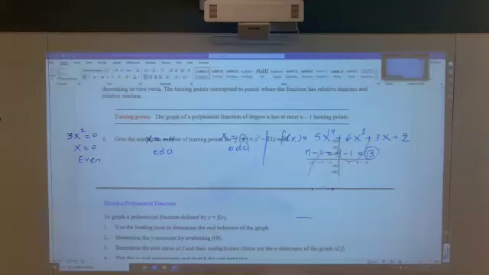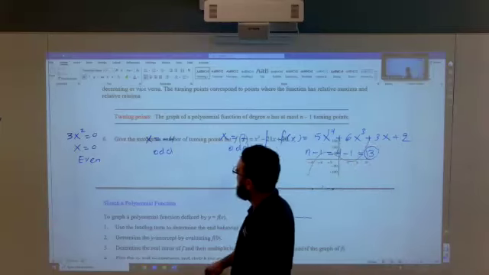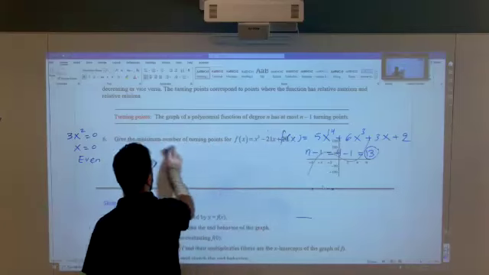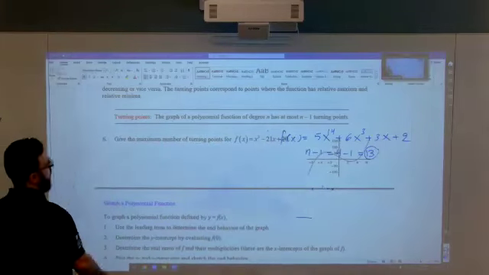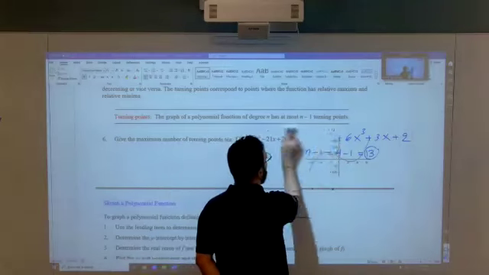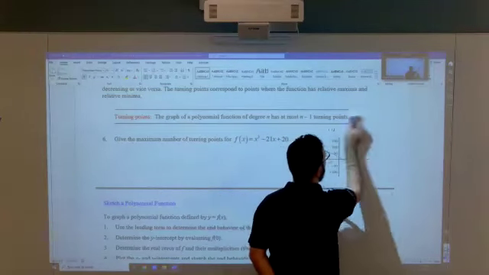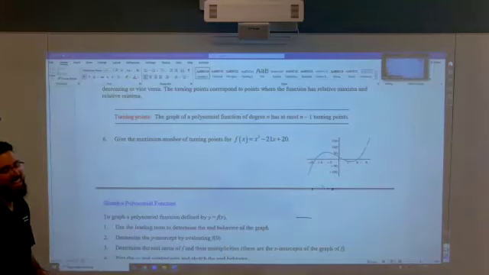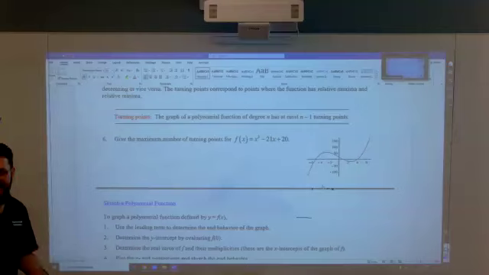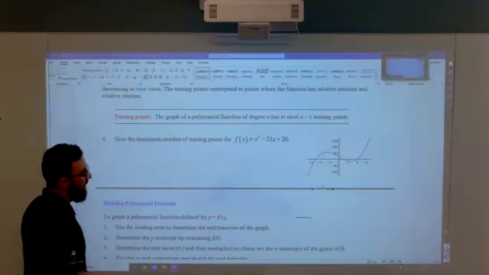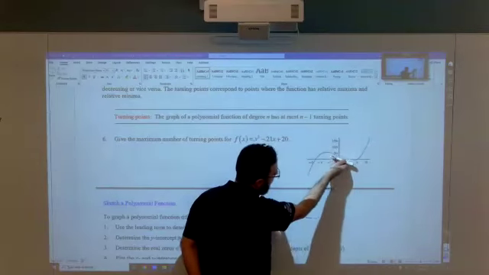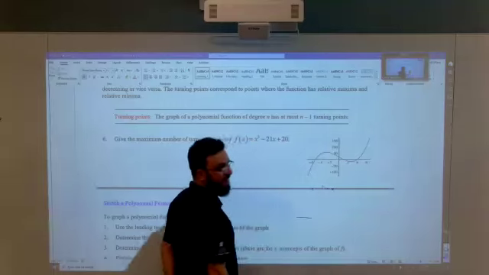Number 6. What are they asking you? The maximum number of turning points. What's the maximum number of turning points? Look at the graph. They give you a graph. 3. No. 3 is the highest degree. How many turning points? Look at the graph. The graph came from here. 1 turn, 2 turns, right?